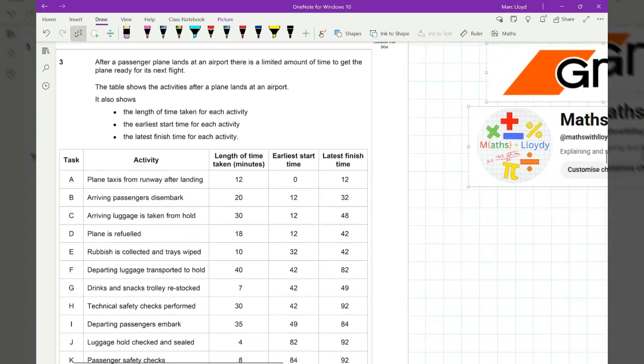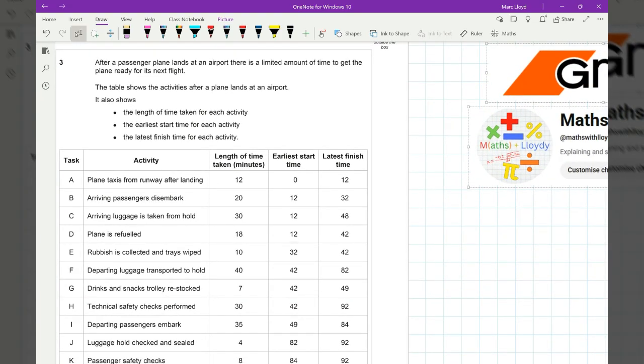So, question 3, we're on the 2B paper. After a passenger plane lands at an airport, there is a limited amount of time to get the plane ready for its next flight. The table shows the activities after a plane lands at an airport. It also shows the length of time for each activity, the earliest start time and the latest finish time. And what they want from us is a Gantt chart drawn.